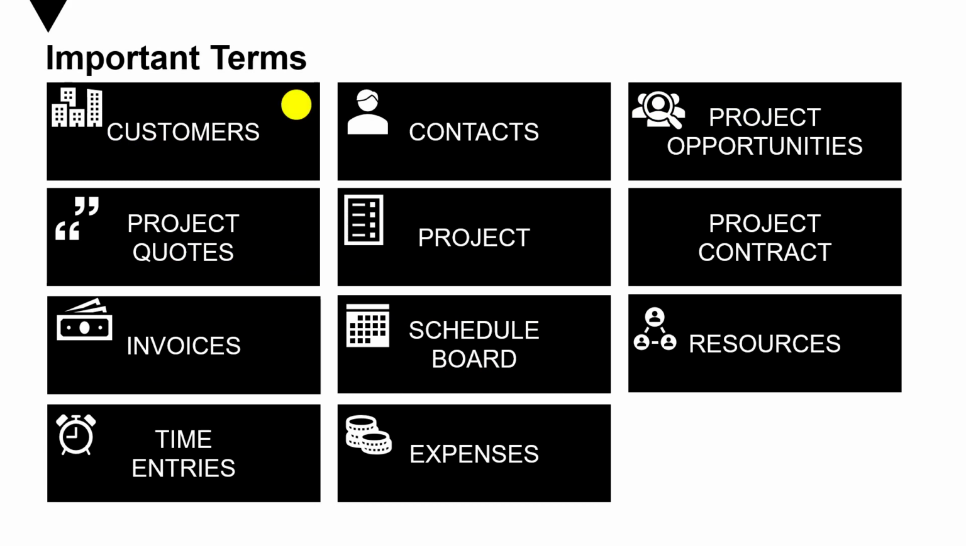Now the first is customers. A customer is an organization that includes customer, vendor, partner, affiliate, or others, whereas a contact is an individual associated with a maximum of one account through the contact form.